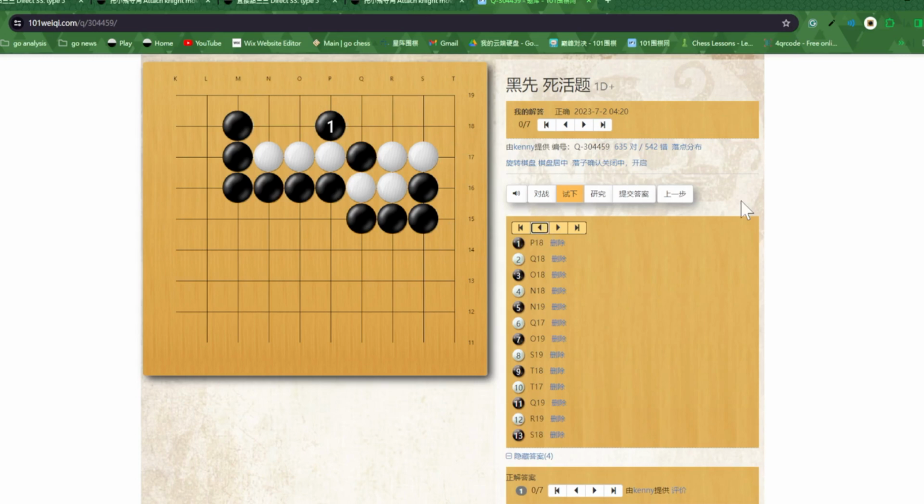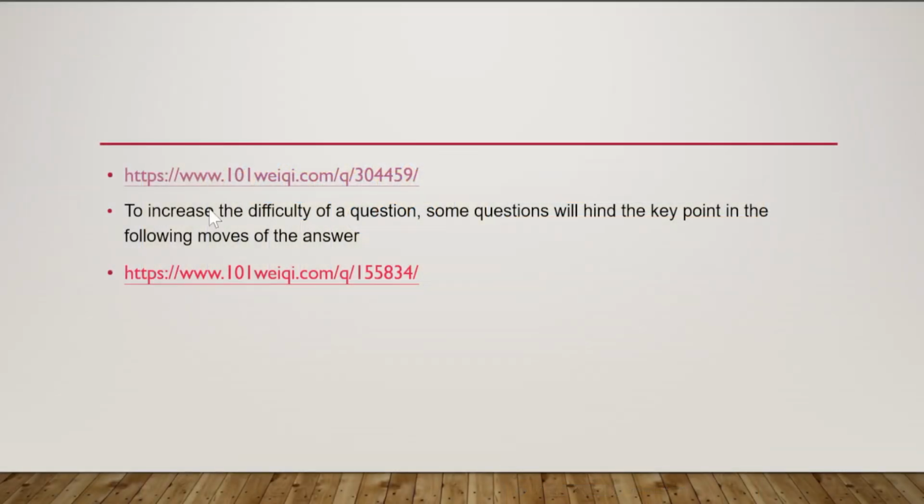After you know this hane, this is just a very simple problem. But this is a 1D plus problem, so it's far from simple, and if it's the first time you see this question, it's very difficult for you to figure out the correct answer. That's my opinion. And let's check out the second example.